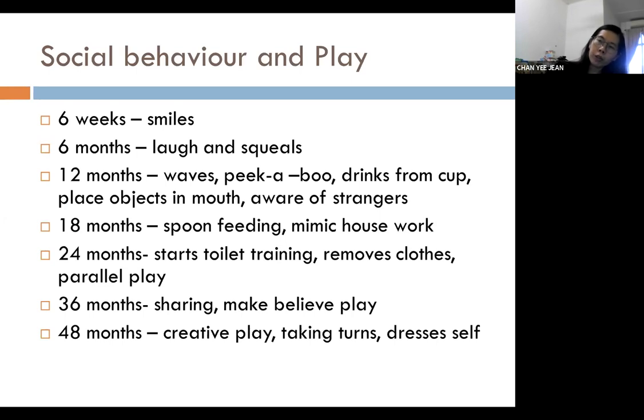Now, the important things here would be smiling, parallel play, make-believe play.